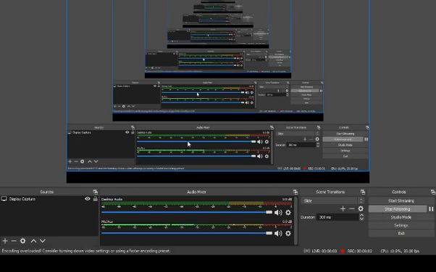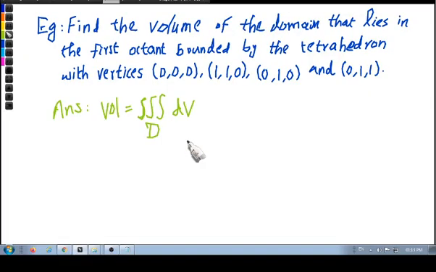Let us look at the next example. Find the volume of the domain that lies in the first octant bounded by the tetrahedron with these four vertices. So first we have to plot the domain. That domain is in the first octant and it is bounded by a tetrahedron. So let us plot that tetrahedron.